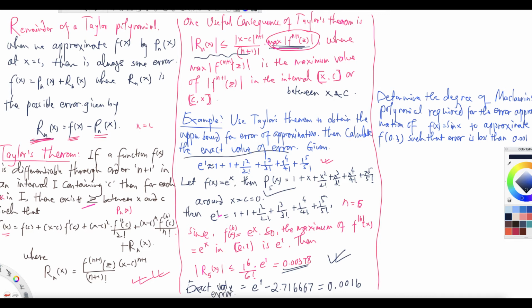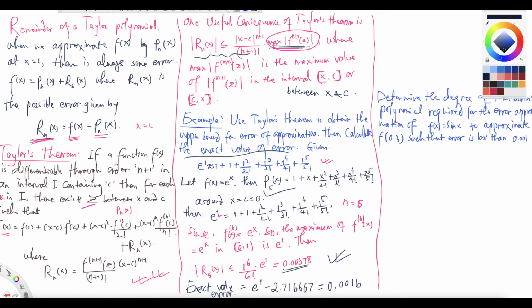All right, so the next example that we want to see here is, I think, question number 54 from the book. Not 54, it is 51 from the book. Question number 51 from the book. Okay, all right, so how would that look? It says determine the degree of the Maclaurin polynomial required for error approximation of f(x) equals sine x to approximate f at 0.3.